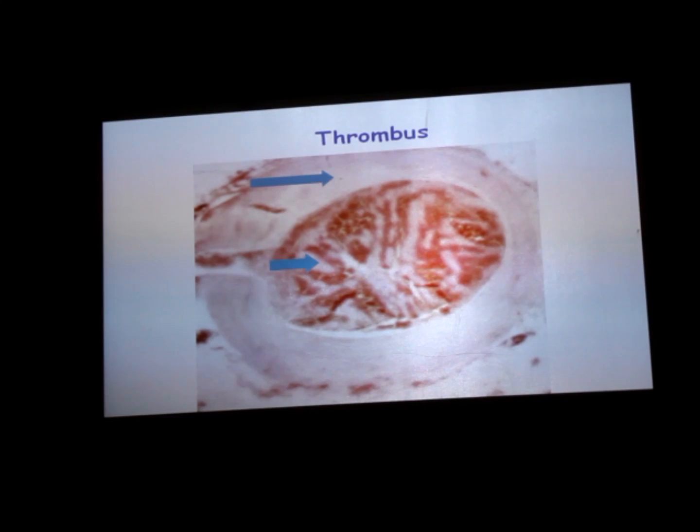So whenever there is endothelial cell injury, or if there is abnormal blood flow, or if there is hypercoagulability of blood, 3 things. This is known as Virchow's triad. If anything is abnormal, either endothelial injury or abnormal blood flow or hypercoagulability of blood, this results in formation of a thrombus. Thrombus is formed inside the blood vessel. This will obstruct the blood flow. Okay.